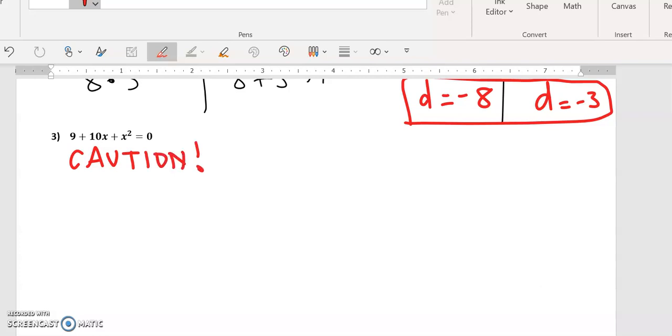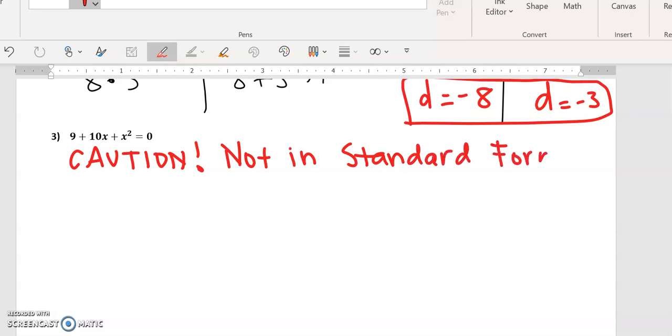Caution, we got a problem here. This quadratic equation is not in standard form. You need to rewrite it. You can't even start the problem the way it is. It needs to be rewritten. We need the x squared first, 10x in the middle, and the 9 goes last.